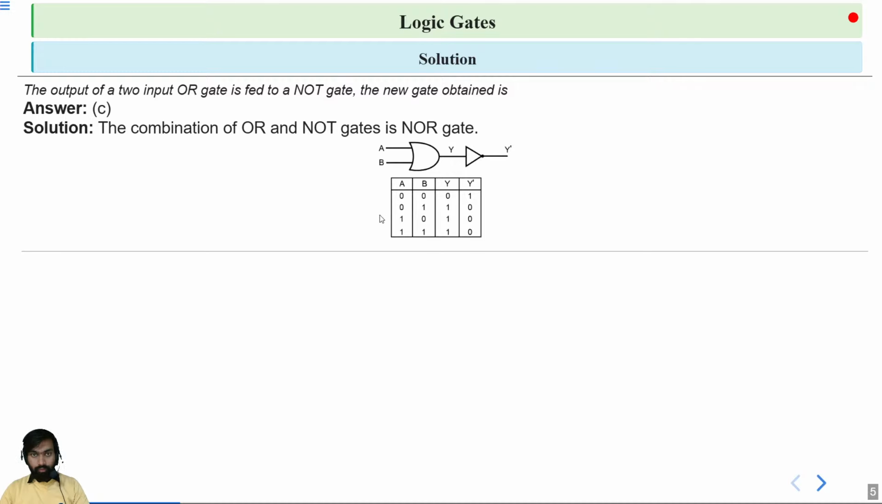And this is the truth table. For two inputs there are four combinations: 0 0, 0 1, 1 0, and 1 1, and this is the output for the OR gate, and this is the output for the NOR gate.